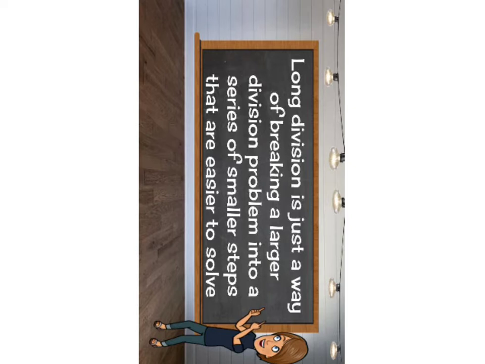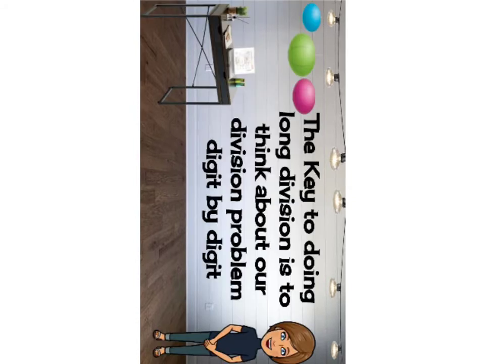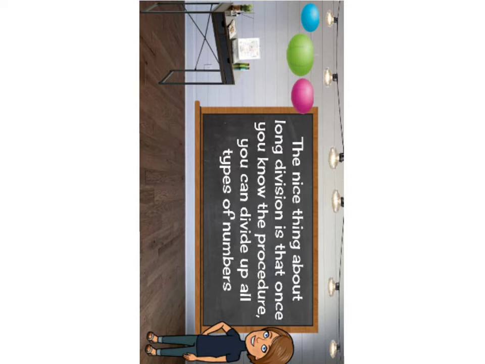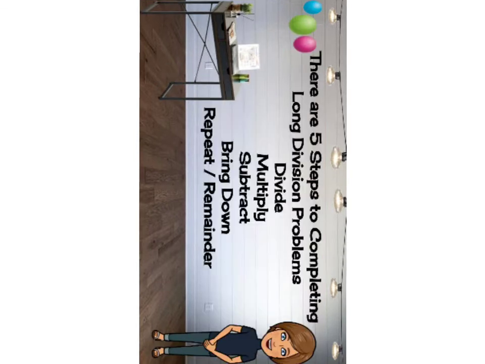The standard algorithm, or the traditional long division method, is just a way of breaking a larger division problem into a series of smaller steps that makes that problem easier to solve. The key to doing long division is to think about our division problem digit by digit. The nice thing about long division is that once you know the procedure, it makes dividing large numbers pretty easy.